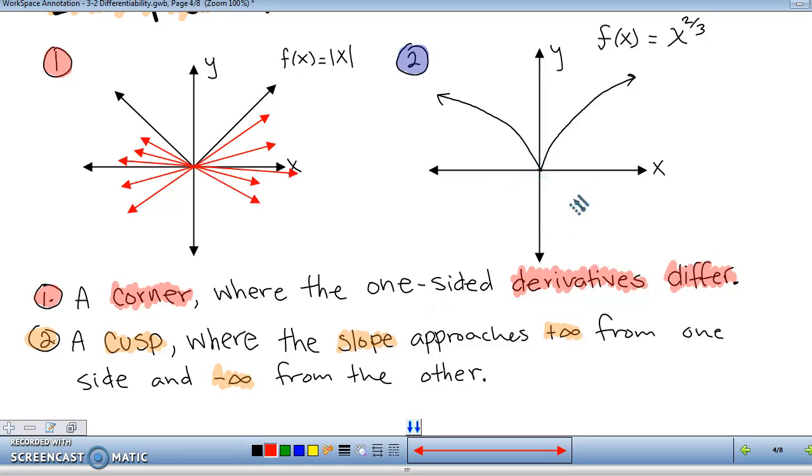The same concept goes here at what we call a cusp, where the slope approaches positive infinity from one side and negative infinity from the other side. Same concept. Okay? It's not differentiable there. Okay, and we can keep going on forever.